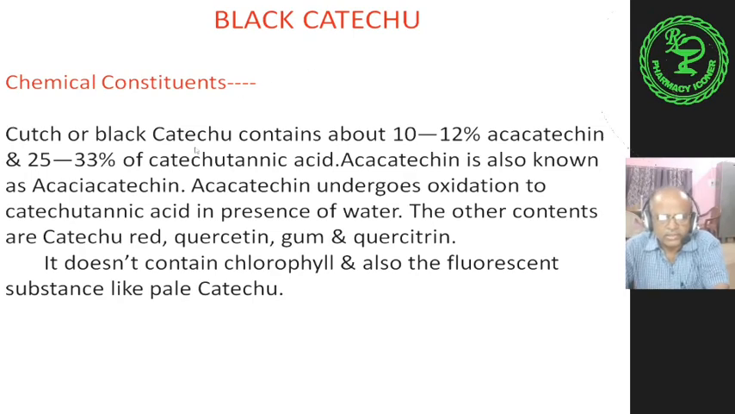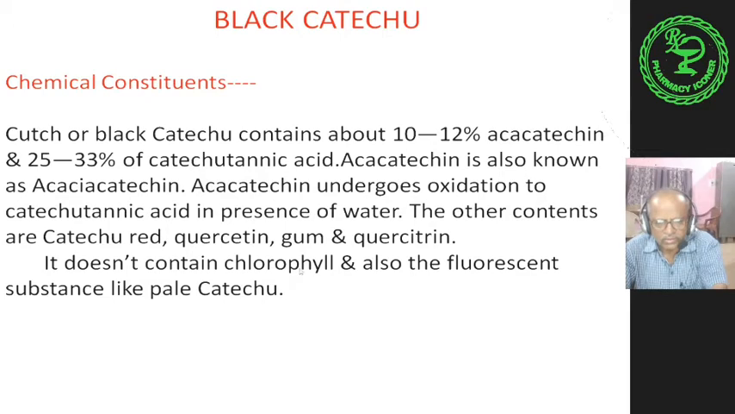About the chemical constituents, kuch or black catechu contains about 10 to 12% acacatechin and 25 to 30% catechutannic acid. This acacatechin is also known as acacia catechin. Acacatechin undergoes oxidation to catechutannic acid in the presence of water. The other contents are catechu red, quercetin, gum and quercitrin. Both quercetin and quercitrin are present.